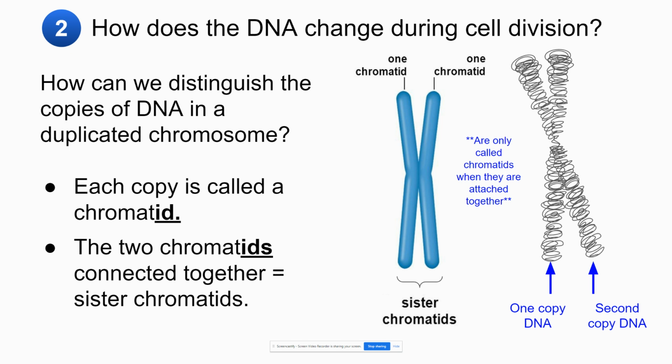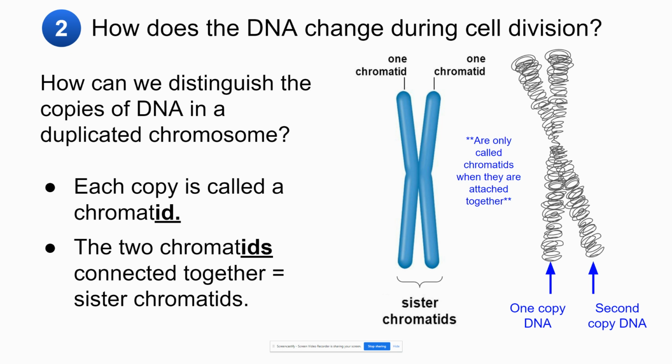One more thing before we move on. Let's take a look back at our duplicated chromosome. Like I said, a duplicated chromosome is composed of two copies of the same DNA attached together. We can label these two copies of DNA in a duplicated chromosome. Each would be called a chromatid.